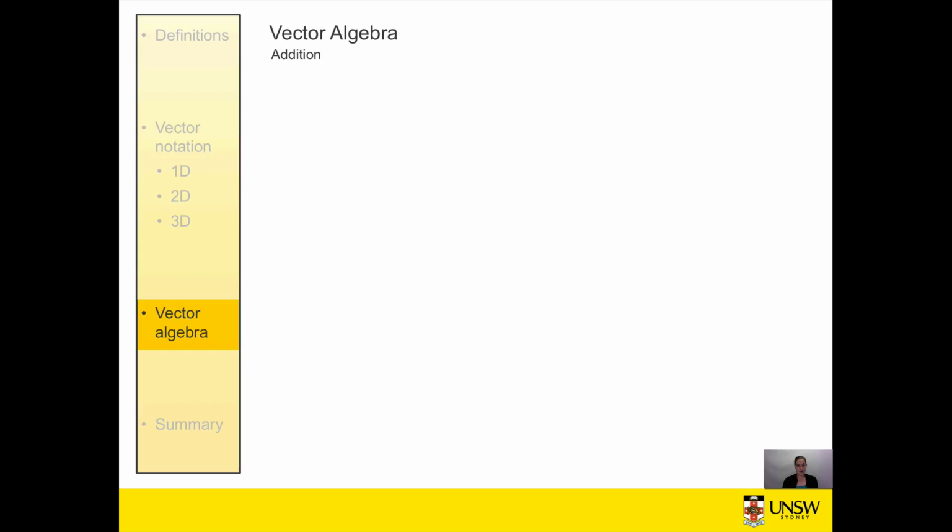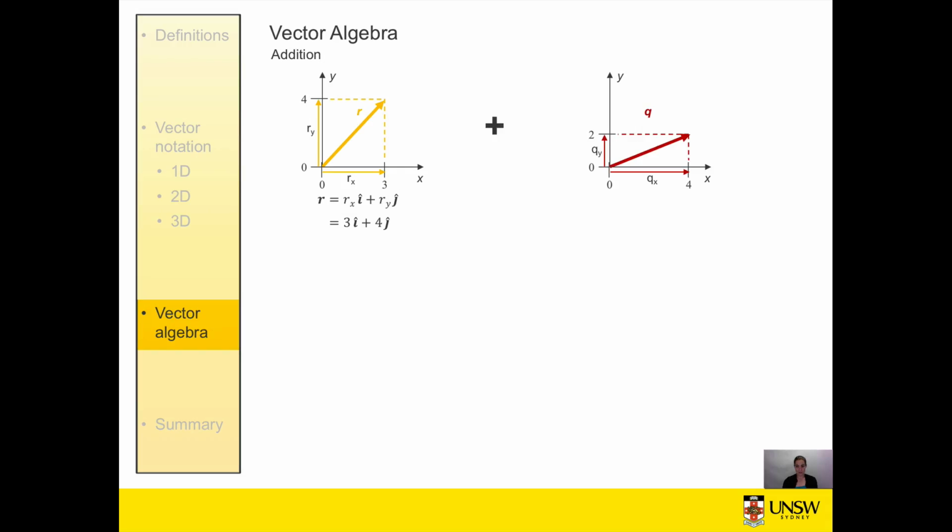So if we start with our addition, we have our very familiar two-dimensional vector r, equal in this case to 3i plus 4j, and we want to add to it another two-dimensional vector q equal to 4i plus 2j. So to do this, it's very similar to adding numbers. We start with our first vector and we add our second vector, starting where the first one finishes. So it's commonly explained that you take the tail of the second vector and add it to the head of the first.